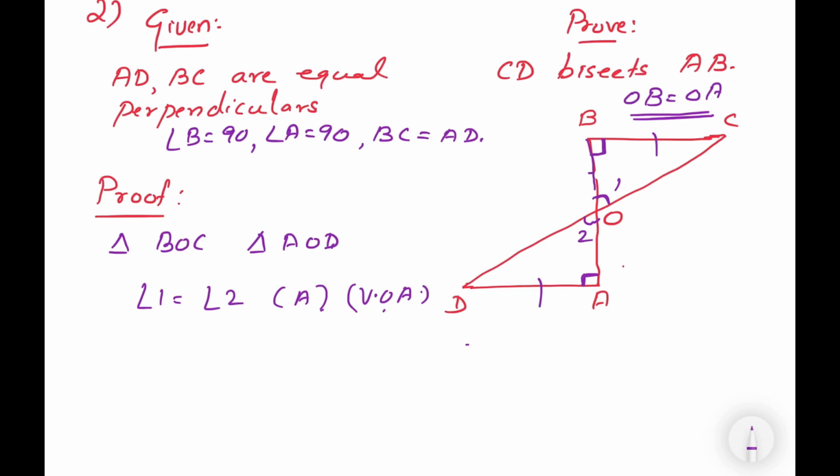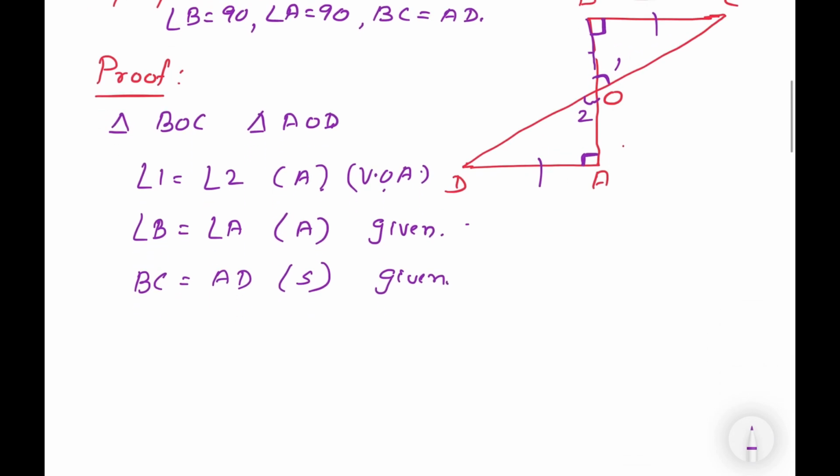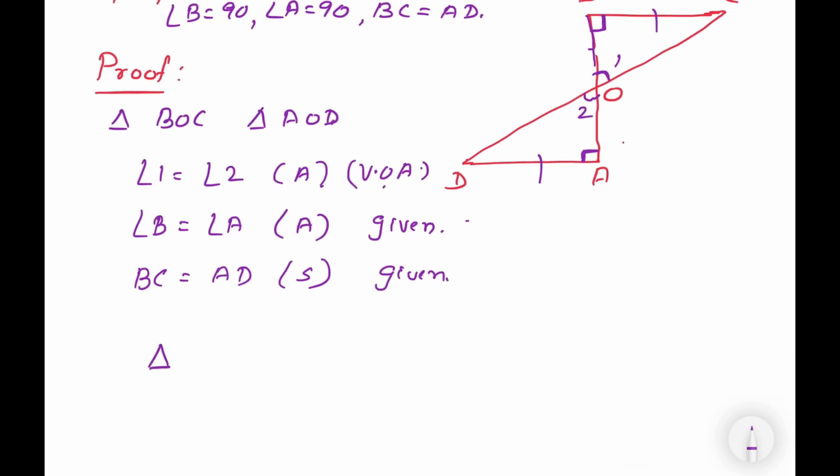Then we have angle B equal to angle A, again angle given. Then BC equal to AD, side given. Therefore, the two triangles are congruent. So, the same sequence we will write: triangle OBC is congruent to triangle OAD, AAS criteria.